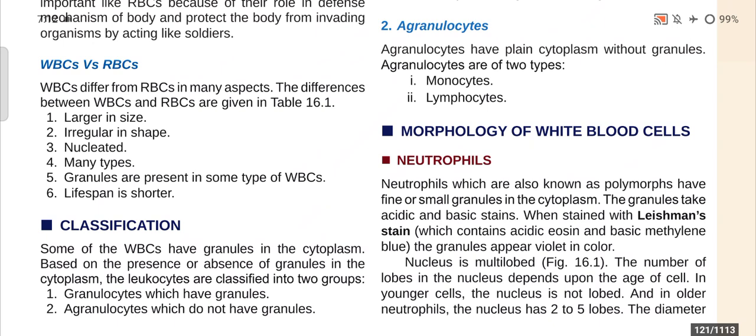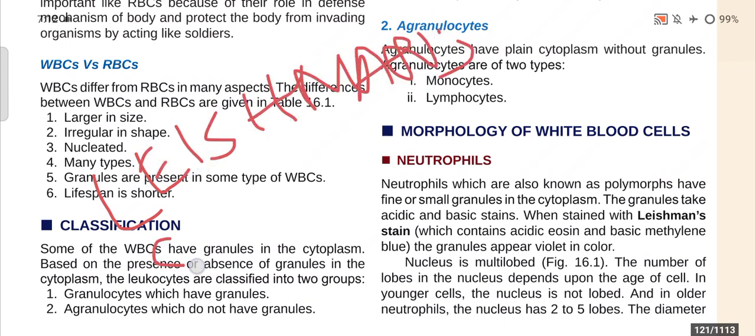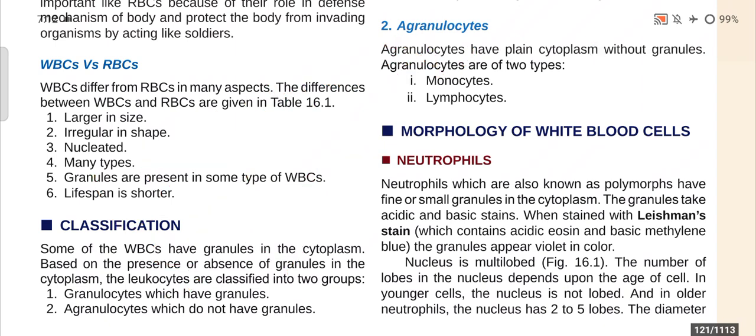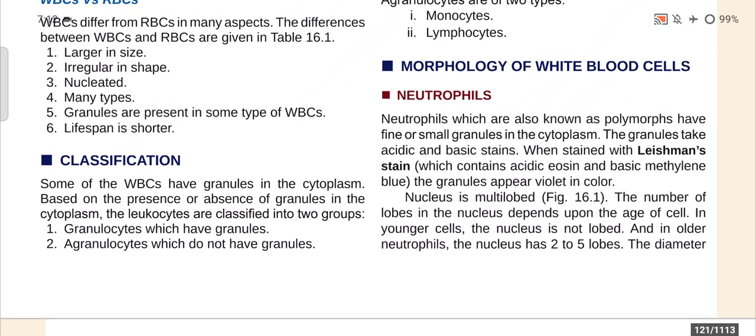The first one, that is neutrophil. Neutrophils, which are also known as polymorphs, have fine or small granules in the cytoplasm, and the granules take both acidic and basic stains. When stained with Leishman stain, which contains both acidic eosin and basic methylene blue, the granules appear violet in color.